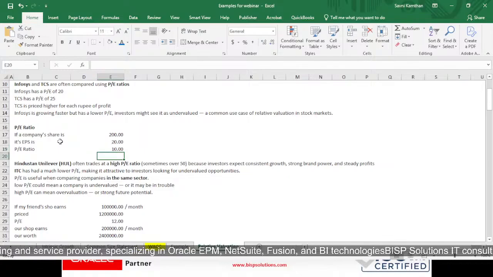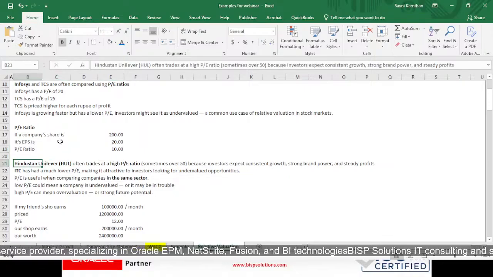So as we take companies example, Hindustan Unilever often trades at a high PE ratio, sometimes over 50, because investors expect consistent growth, strong brand power, and steady profits. In contrast, ITC has a much lower PE, making it attractive to investors looking for undervalued opportunities.